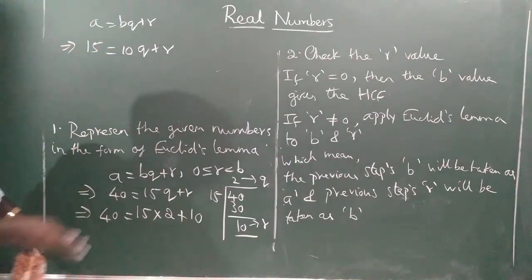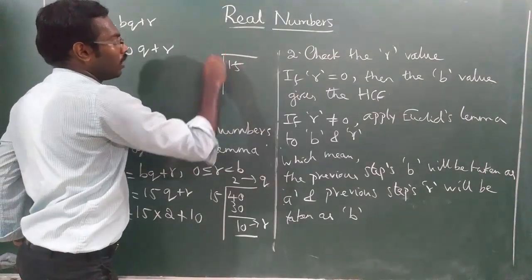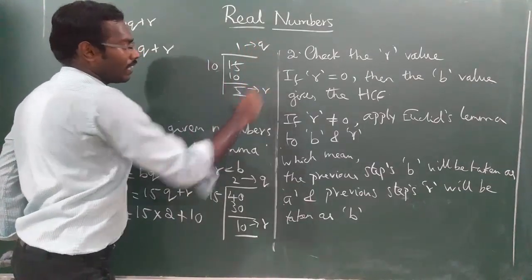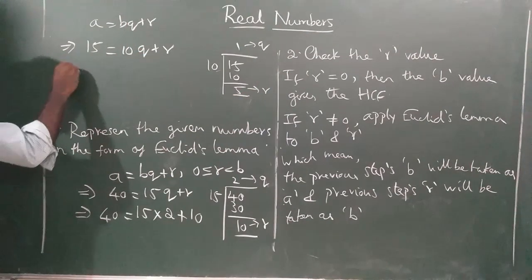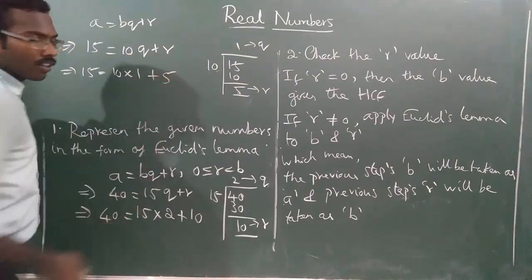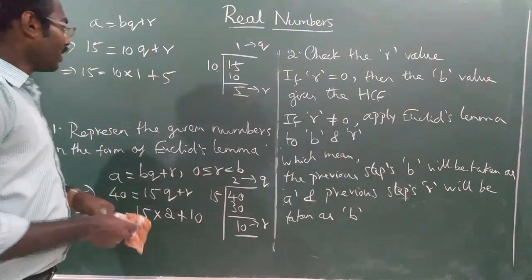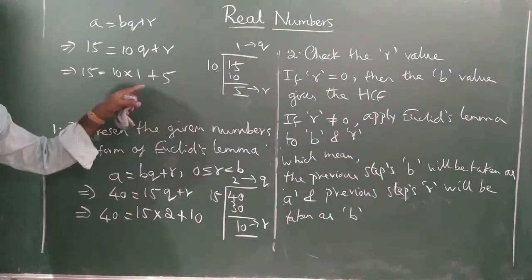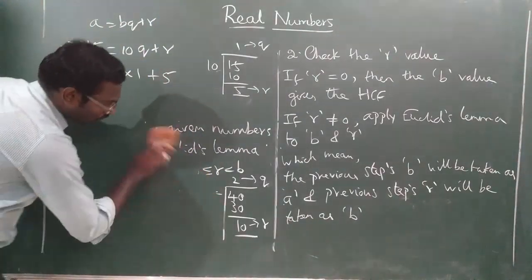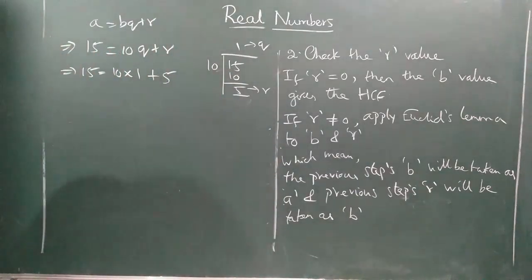Now continue. Okay. So 15 divided by 10: quotient 1, 10 is 10. Remaining 5. Okay. So this is the quotient. This is the remainder. Understood? So we will get 15 is equal to 10 into 1 plus 5. Okay. So that's all. Again you have to check the remainder. Again, now is the remainder 0 or not? The remainder is not 0. So again you have to repeat. Okay. So this process is repeated till the remainder value becomes 0. So shall we repeat it?